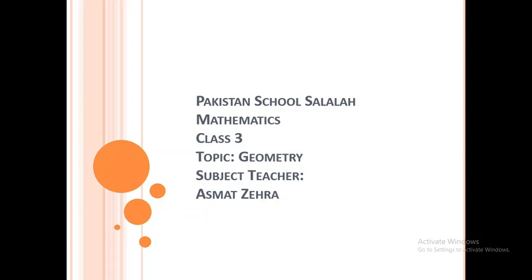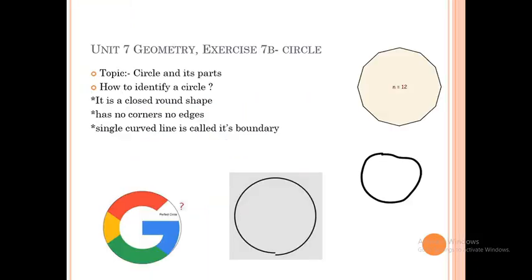As you know, we have started exercise 5b and our topic is circle. The basic parts of the circle, their definitions, we completed in the first video lesson. It is already done. Now how to identify and differentiate them from each other, and a little bit of exercise work about circle, we are going to do and solve in this video lesson.